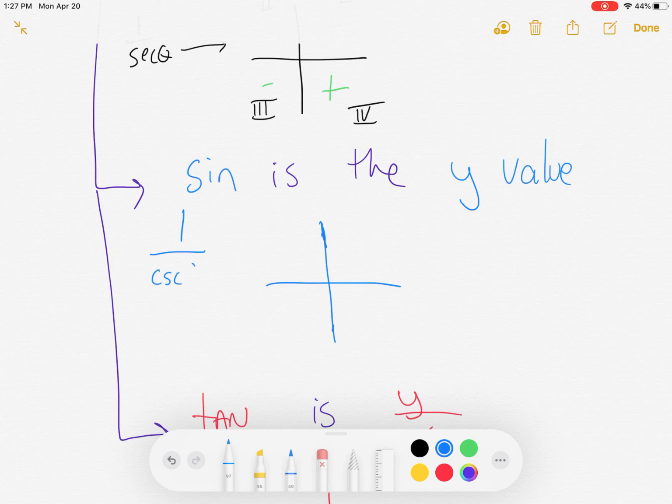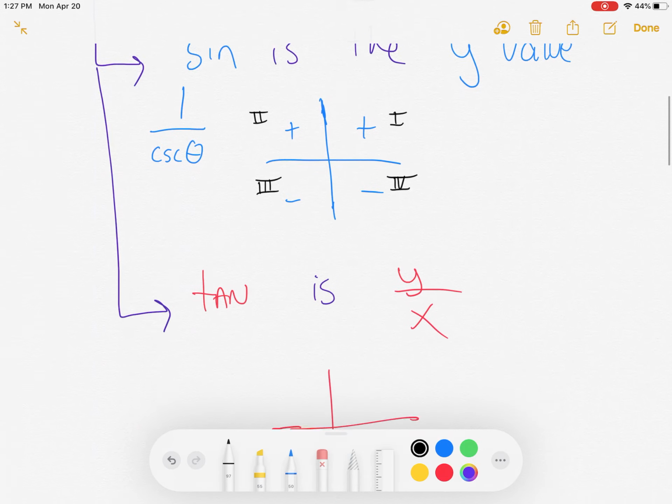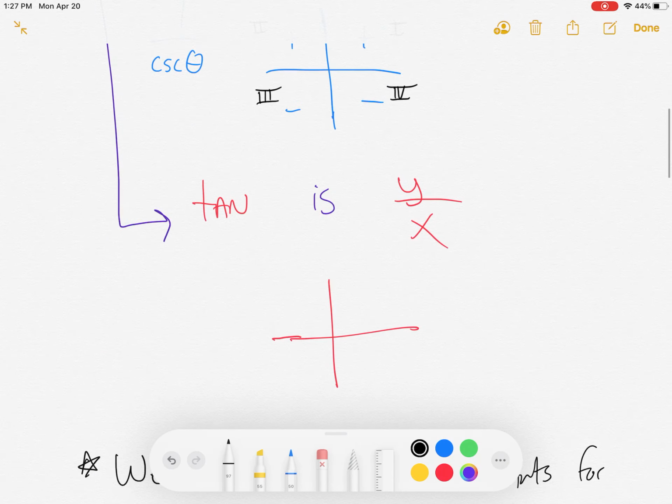Okay, sine. Again, sine is the same as 1 over the cosecant of theta. And remember, sine is positive above the x-axis because it is the y value. So it's positive here and here. Y would be negative here and here. So this is quadrant 1, quadrant 2, quadrant 3, and quadrant 4.